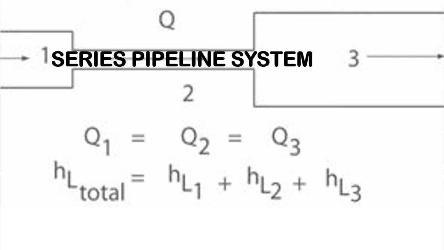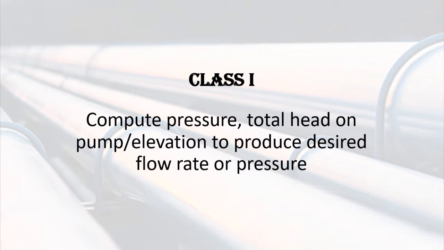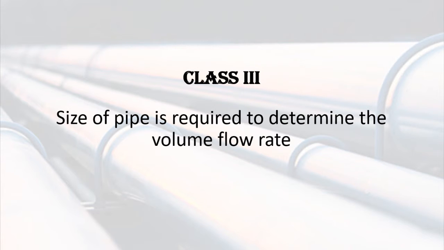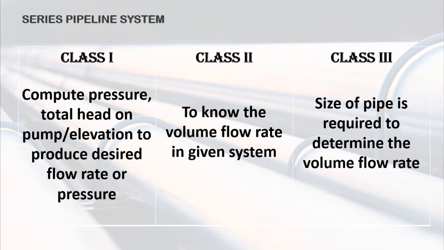Lastly, let's look at the series pipeline system in class 1, 2 and 3. A class 1 system is defined in terms of the size of pipes, types of minor losses present and volume flow rate of fluid in the system. The second class is described in terms of elevation, pipe sizes, valves and fittings, and allowable pressure drop in the system. For the last class, it is to find the volume flow rate in the system.